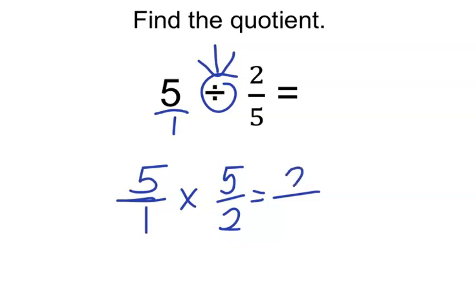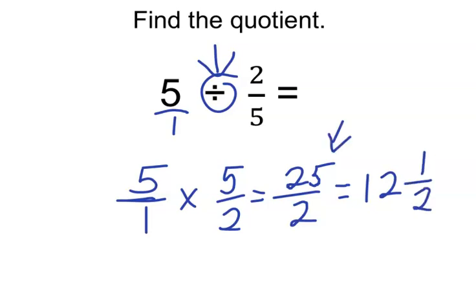5 times 5 is 25. 1 times 2 is 2. All right, that's an improper fraction, so we need to make it into a mixed number. How many times will 2 go into 25 without going over? Well, 2 times 12 is 24. We've used up 24 of the 25, which means there's 1 left over in the numerator and 2 in the denominator. So the answer is 12 and 1/2.